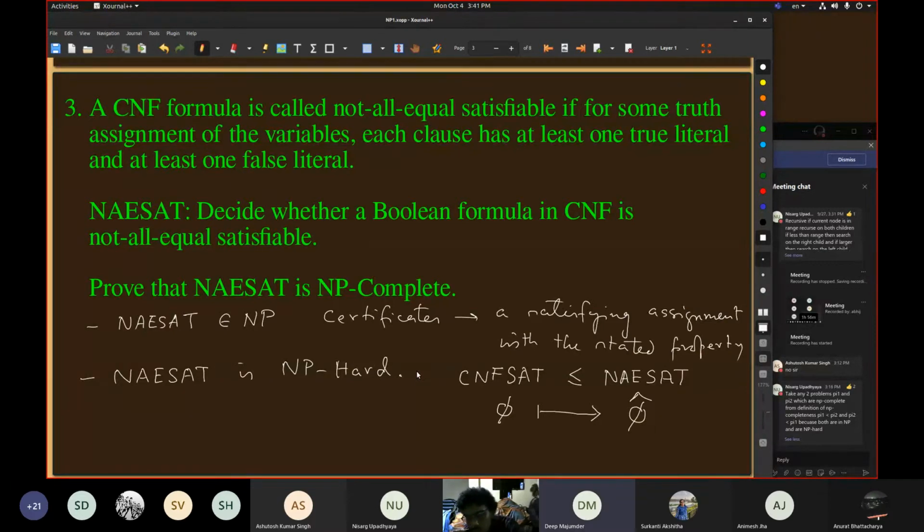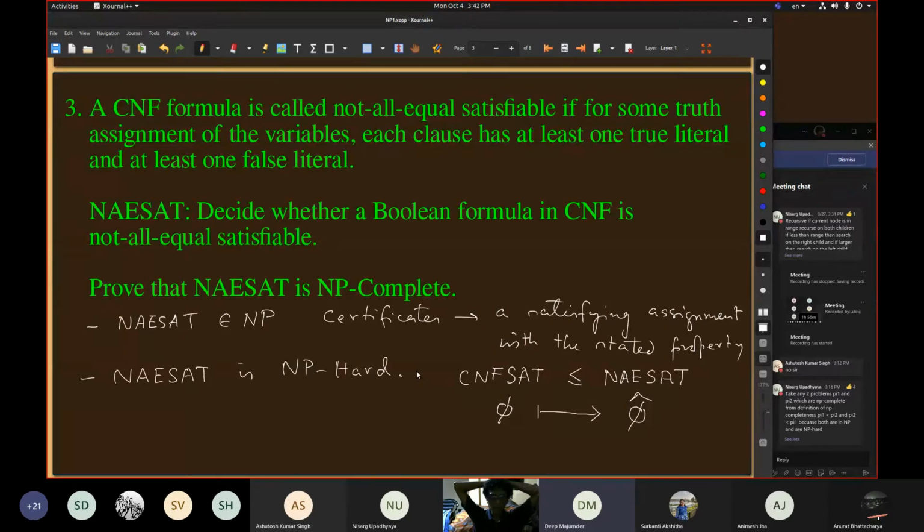Sir, what has NAE SAT got to do with satisfiability? Because I do not understand what you really mean by that. I mean, in the sense that for some truth assignment of the variables, each clause has at least one true literal and one false literal. So that doesn't mean that the whole formula has to be true or false.